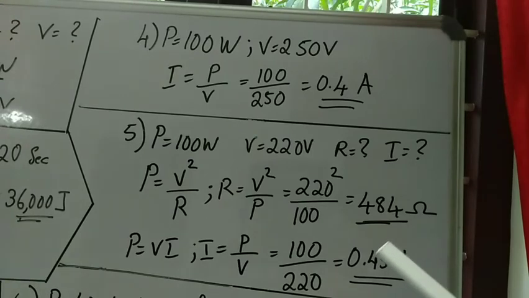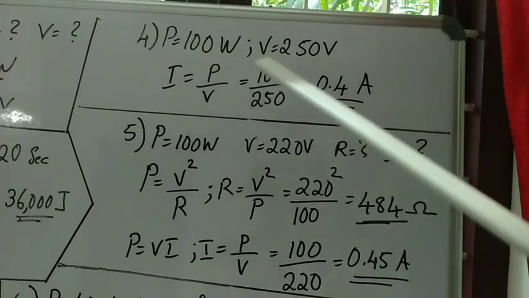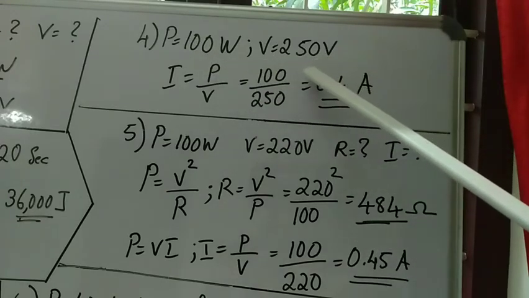Next, question number 4. An electric bulb is rated 100 watt, 250 volt. Power is 100 and the voltage is given 250 volt.